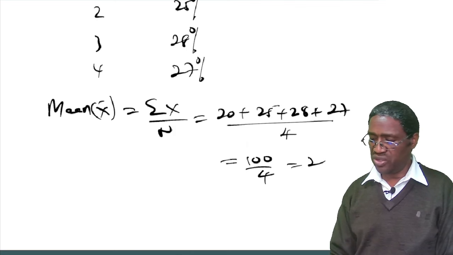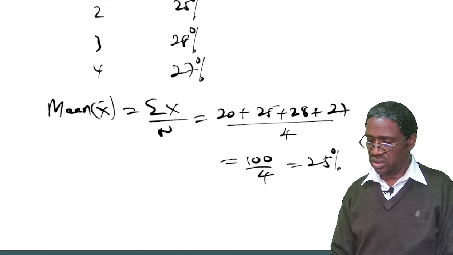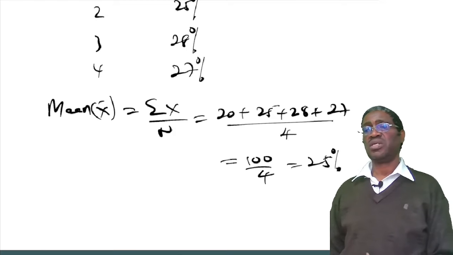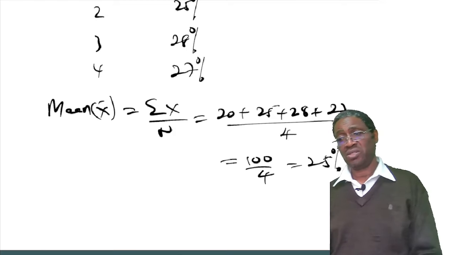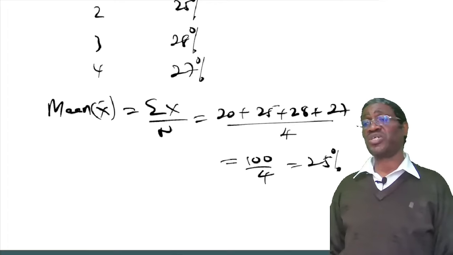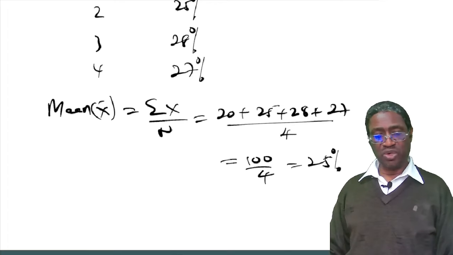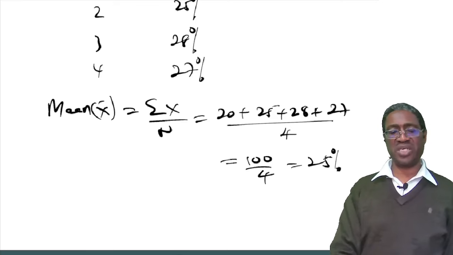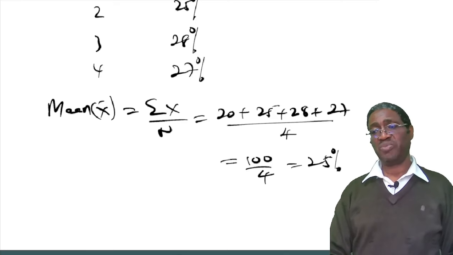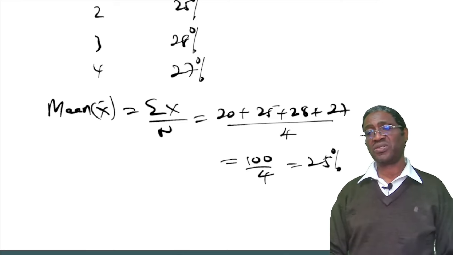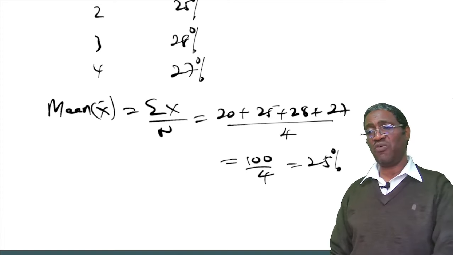So that is the average return. The average return on the security is 25. Over a period of 4 years, you have got an average return of 25%. Okay, good. Let's now go to measure of risk.